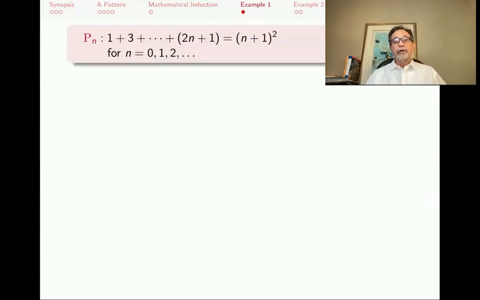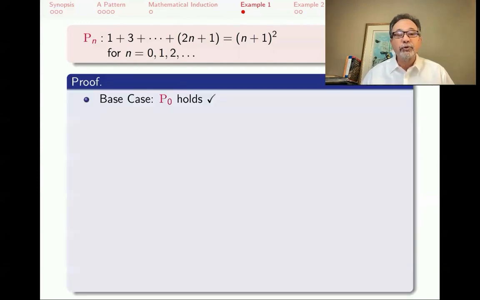Now let's do that for our various examples, starting with our original example, proving that 1 plus 3 all the way to 2n plus 1, those odd numbers added up, is n plus 1 squared. So what do I have to do? I have to do the base case, but we actually checked P0, P1, P2, P3. We checked all of those. So the beginning of the domino we know works.